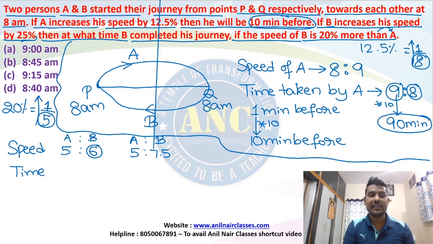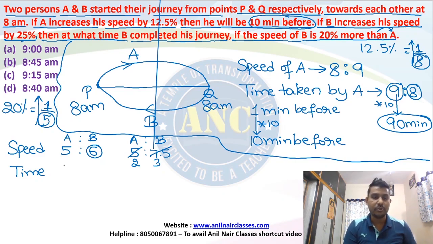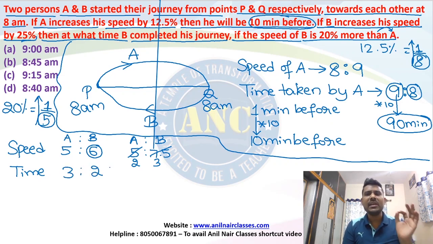So can I say that the speed ratio of A and B is 2.5 into 2 is nothing but 5. 2.5 into 3 is nothing but 7.5. The speed ratio after the speed of B is increased by 25% is 2:3. So time ratio will be 3:2. What is the meaning of time ratio is 3:2?